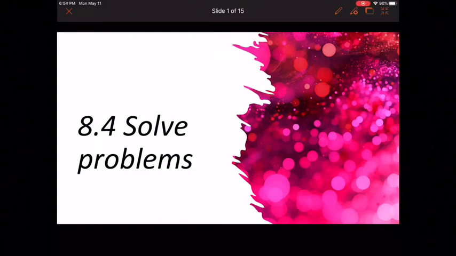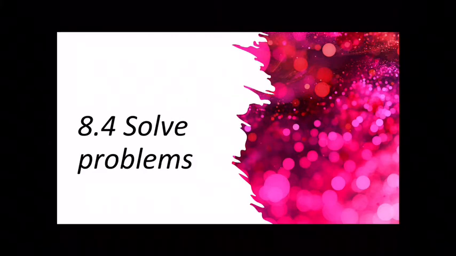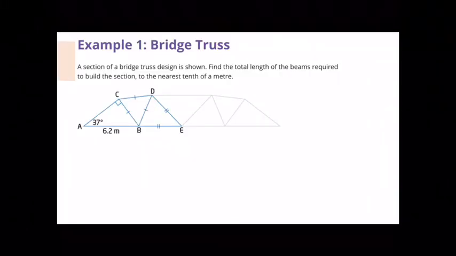So 8.4 is our word problem section. So we'll start off. If you want to follow along, we're looking at page 424 to start us out. So some real world problems. Building something. Bridge truss. A section of a bridge truss design is shown. Find the total length of the beams required to build the section to the nearest tenth of a meter.